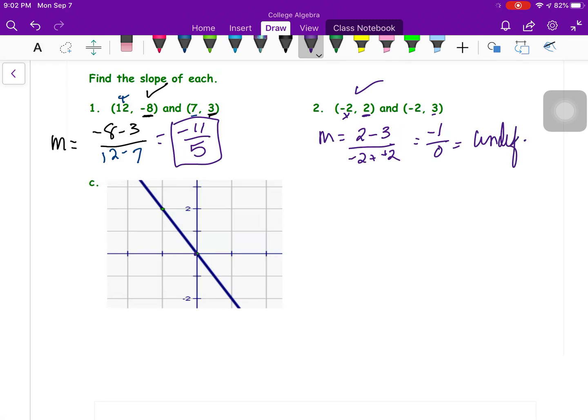If you have a graph, pick any two lattice points. I chose these two. And I'm going to count my slope from the bottom point to the top. I rise 1, 2, rise 2, run negative 1. That gives me a negative 2 slope. Does my line lean to the left? And yes, it does.